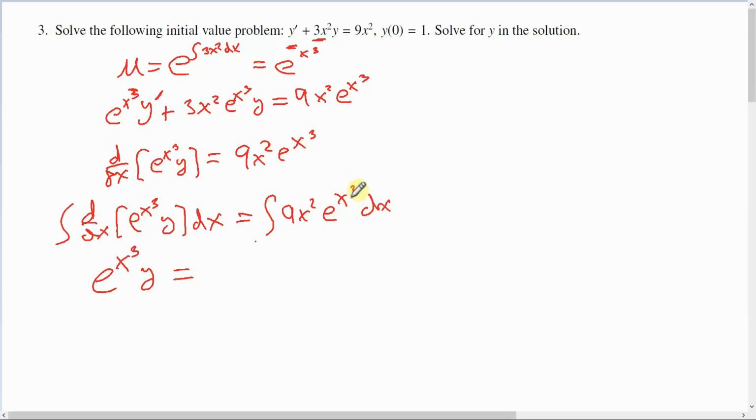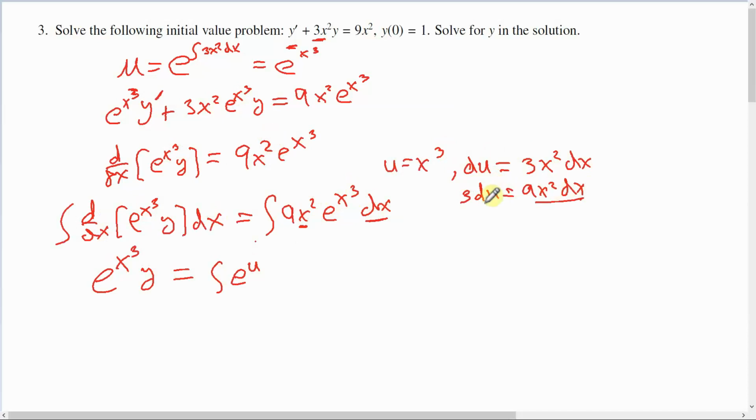you can do a substitution for that exponent because du is 3x squared dx. And so u will go here, and then I still have a 9x squared dx. Well, if I want to make this 9, I can multiply through by 3 to get 9x squared dx, and 3 du will replace that. So this is going to be the integral of e to the u times 3 du. And now I can integrate that because the integral of e to the u is e to the u, so I end up with just 3 e to the u plus a constant.